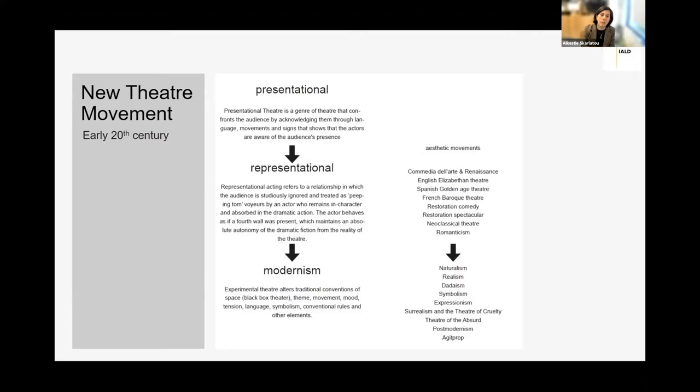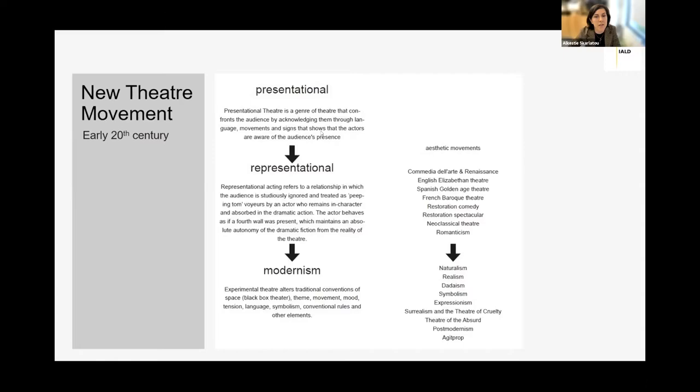So basically, I have a list here, which is quite extensive, but it gives a very brief overview of the change of the philosophy of theatre from the presentational to the representational and the modernist. Presentational theatre is a genre of theatre that confronts the audience by acknowledging them through language, movements and signs. That shows that the actors are aware of the audience's presence.